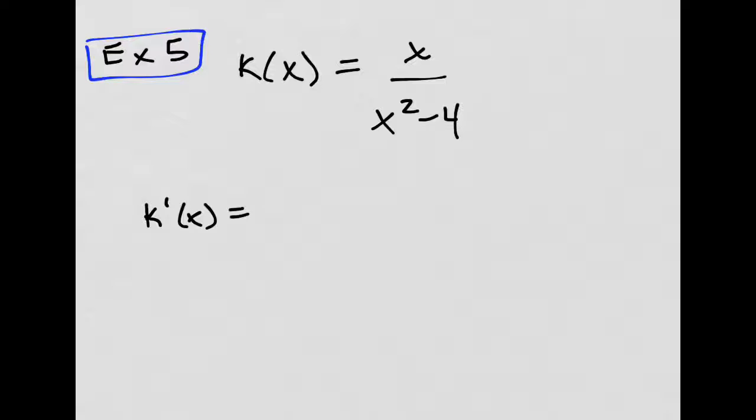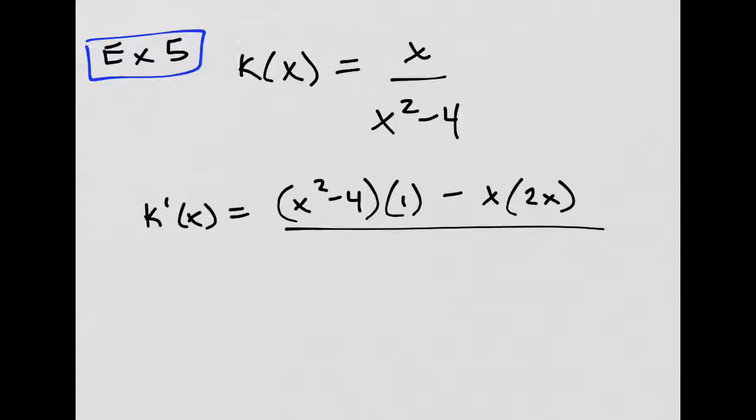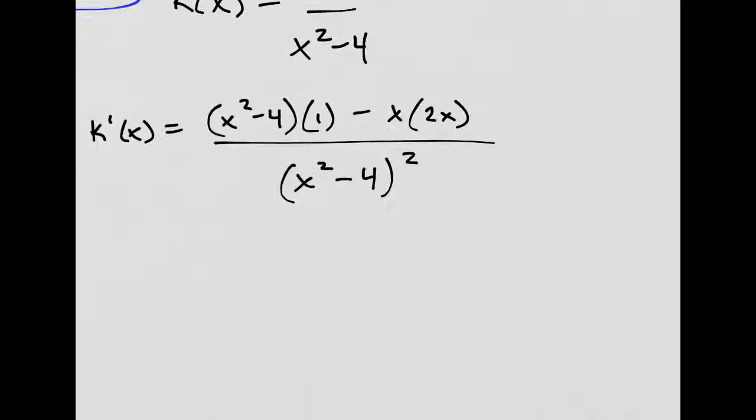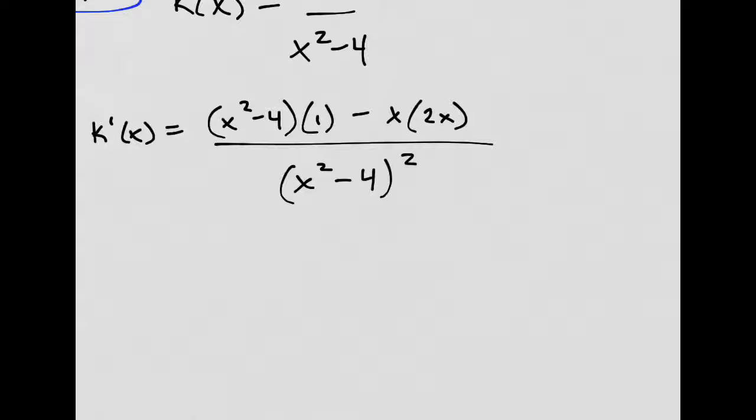So, let's see. That's quotient rule. Low d high, minus high d low, all over low squared. Squared to the bottom, and away we go. So then, I'm going to simplify a little bit. And what do I get?